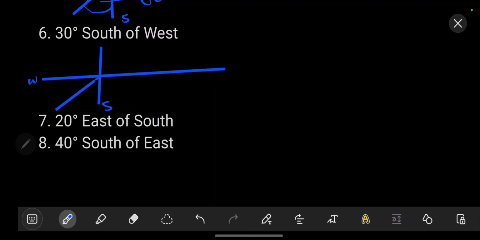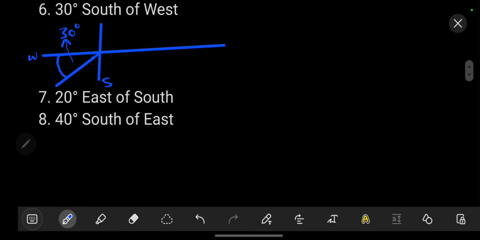Then we are going now to combine. South of west means begin from your west, which is this line. Go until you meet the line, going towards the south. So this means our angle of 30 degrees is here.